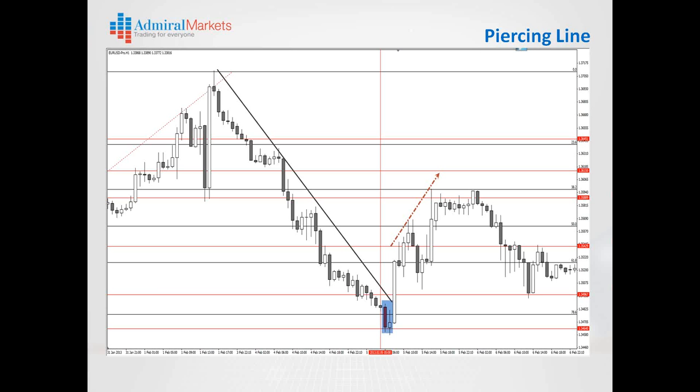So the important thing is the close of the second candle needs to be into the body of the first candle, just below the middle or just above the middle. If it had closed where the upper peak of this candle is, it would also be called a piercing line. So it just needs to close just below or just above the middle of the first candlestick. And you will see the reaction.